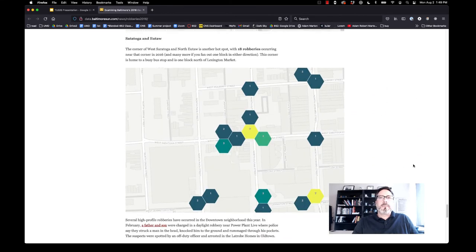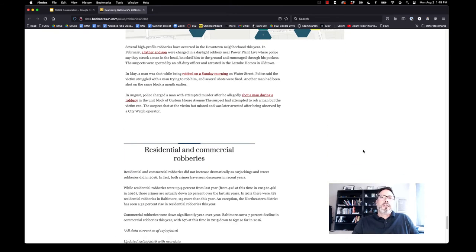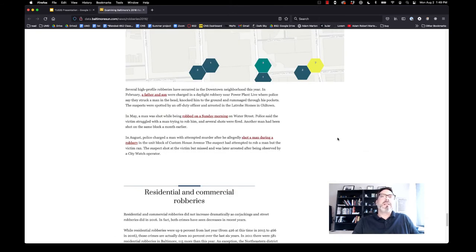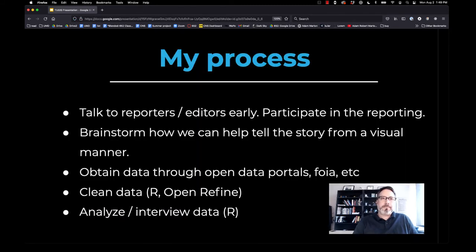And actually the corner where the most robberies were happening was just a block away from Lexington Market, at the corner of Saratoga and Utah. So anyway, just diving into the data and then using mapping to help tell that story a little bit. My process when I'm making maps is I try to talk to reporters and editors really early in the process, try to participate in the reporting, and brainstorm with the reporters and the editors about how we can tell that story in a visual manner.